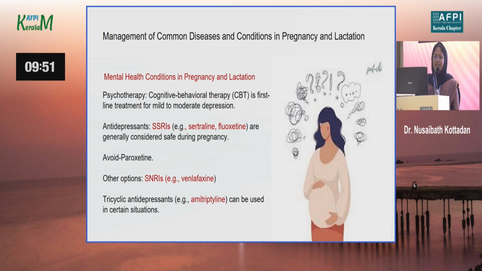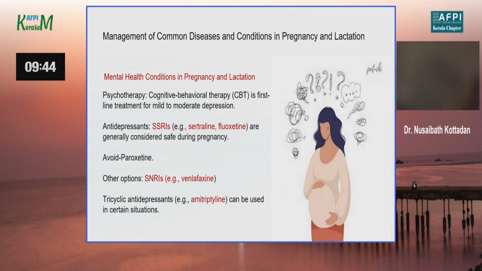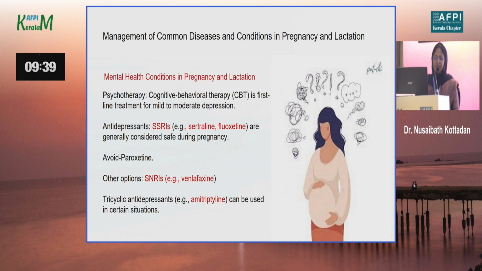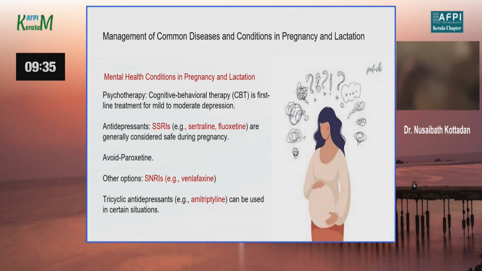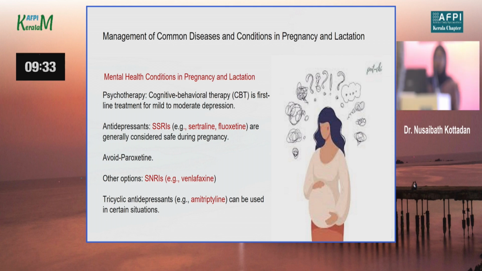Then about the mental health conditions in pregnancy and lactation. The first-line treatment is cognitive behavior therapy for mild to moderate depression. In case we have to use an antidepressant, the preferred one is SSRIs, selective serotonin reuptake inhibitors like sertraline and fluoxetine. But we should avoid paroxetine. Other options are SNRIs like venlafaxine, tricyclic antidepressants like amitriptyline.